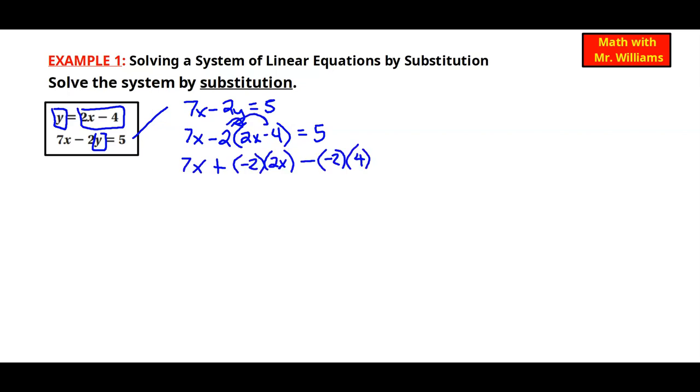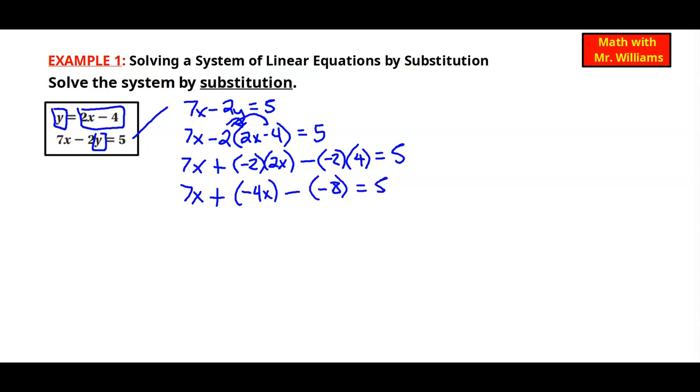Okay, so now we have 7x plus a negative 2 times 2x minus a negative 2 times the 4 equals 5. So we're going to do the multiplication between the negative 2 and the 2x and the negative 2 and the 4. So we bring down the 7x. Negative 2 times 2x is a negative 4x. Minus, we have negative 2 times 4. Gives us a negative 8 equals the 5.